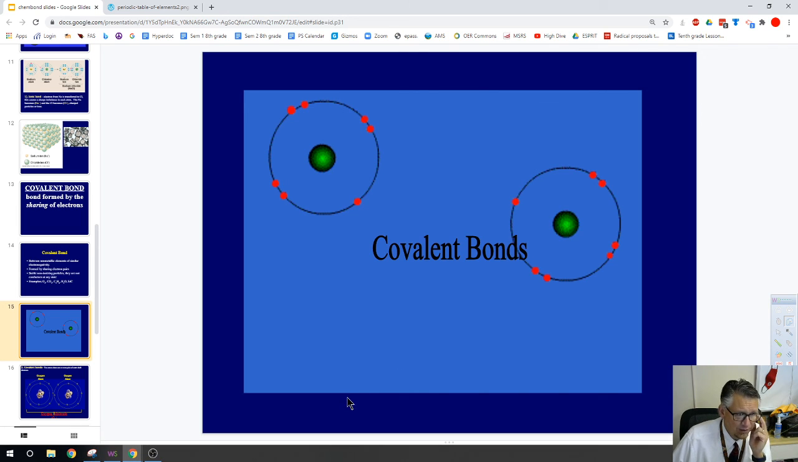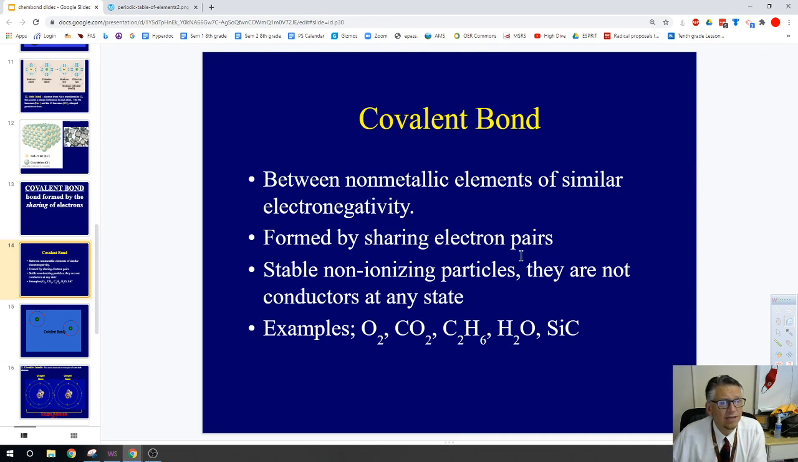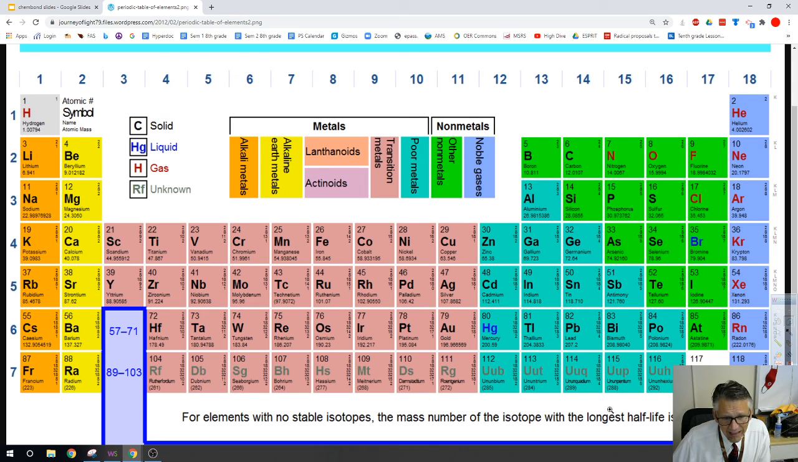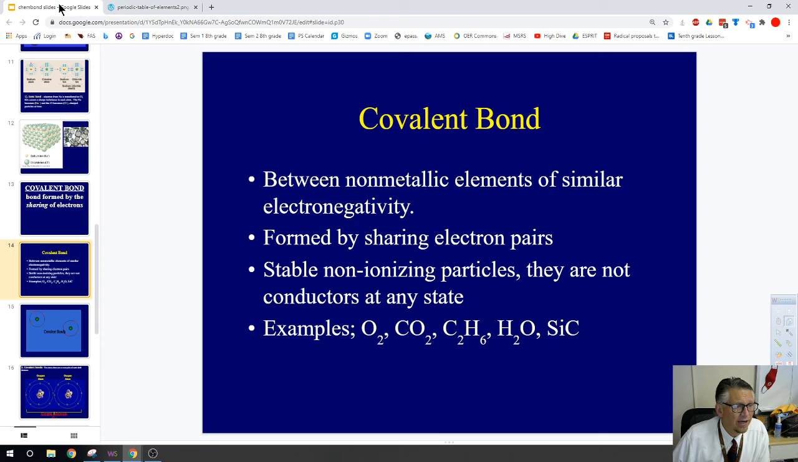And how this can happen is going to be between non-metallic elements. So when we have these elements over here on the right side of the periodic table, when they get together with most of the time themselves, it is going to be a covalent bond. And that is by sharing the electron. And it's kind of a way of making them feel like they are full or have 8, even though they may not.